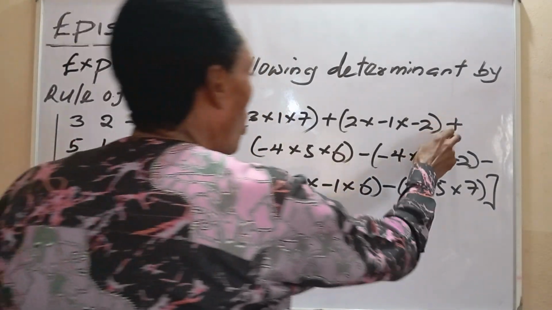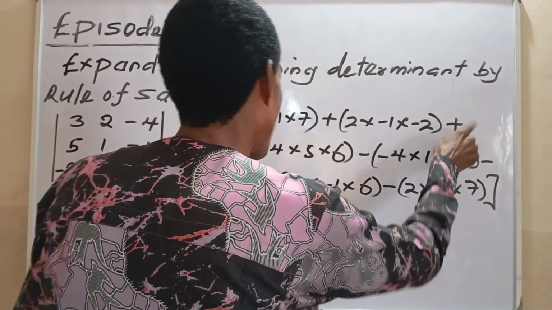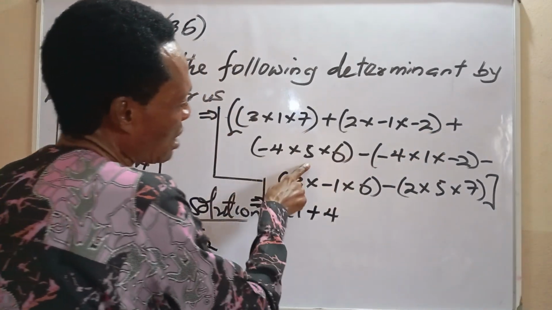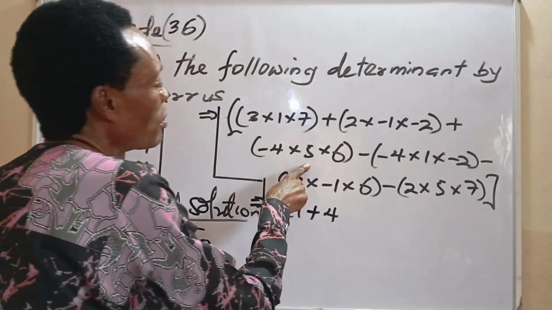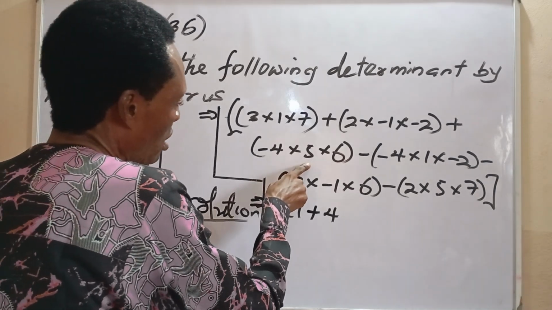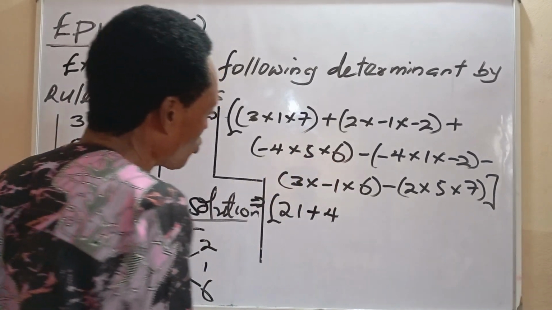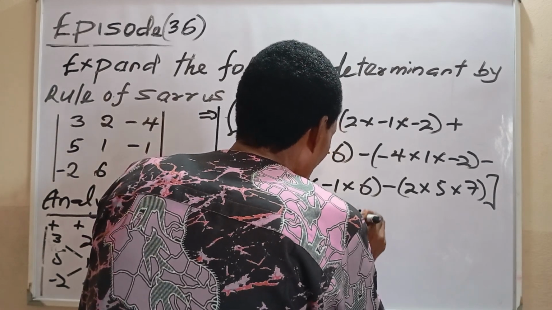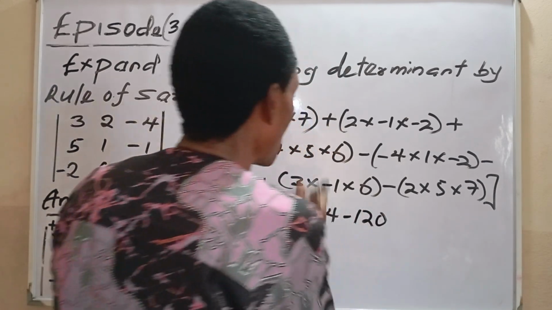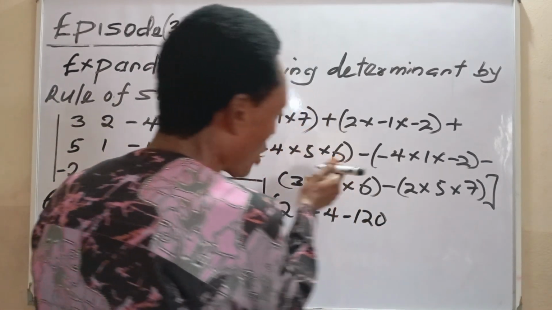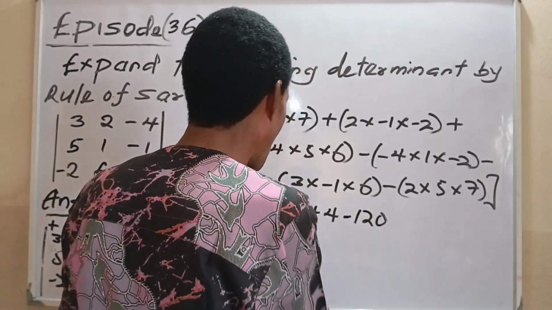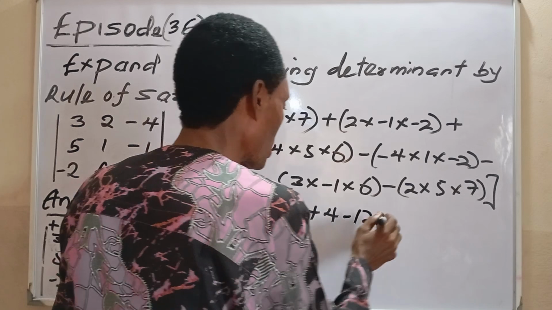Then plus, take note of this plus. Minus 4 times 5 will give you minus 20. Minus 20 times 6 will give you minus 120. Then we are done with this side.